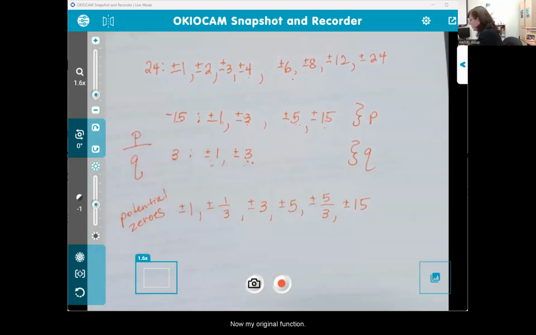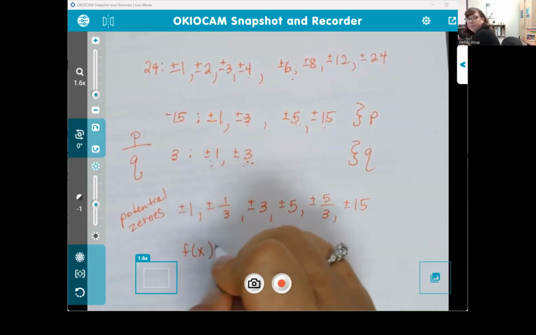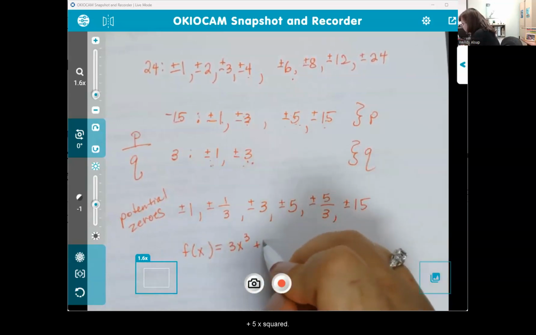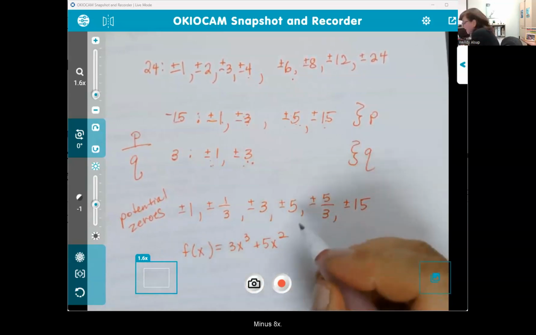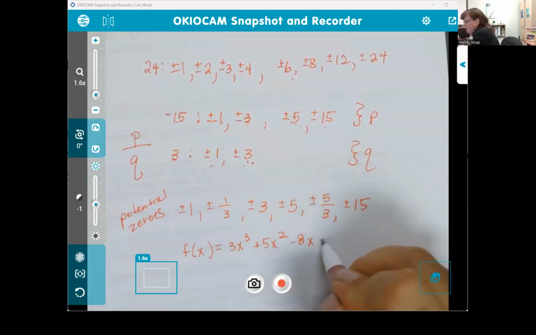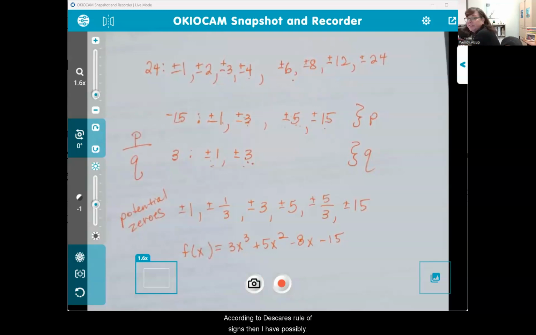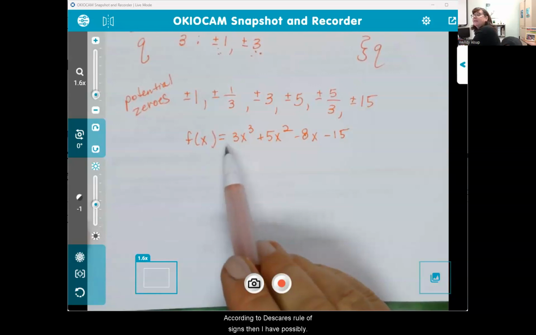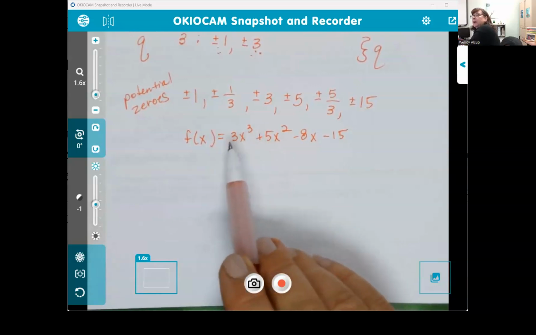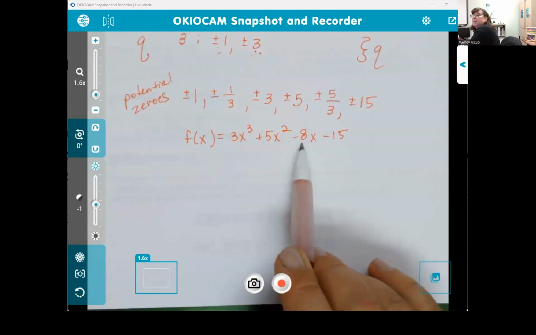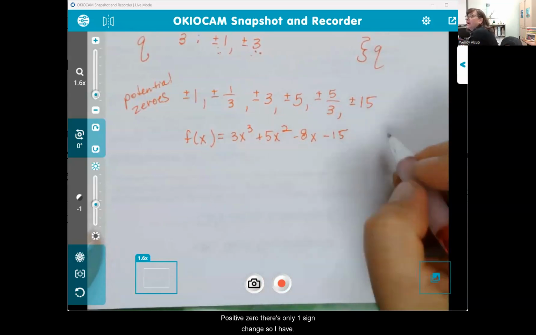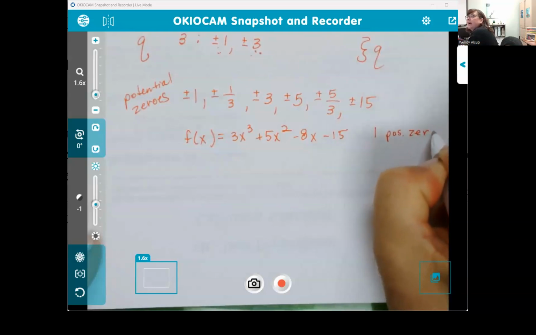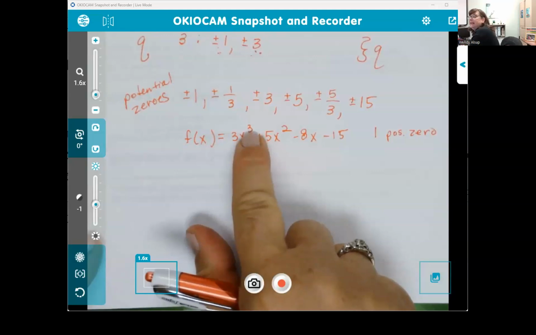Now, my original function was f of x equals 3x cubed plus 5x squared minus 8x minus 15. According to Descartes' rules of signs, I have really only one positive zero. There's only one sign change, so I have one positive zero. The most zeros I could have are 3.